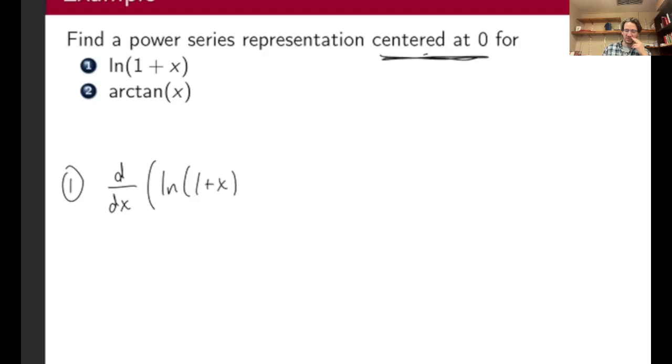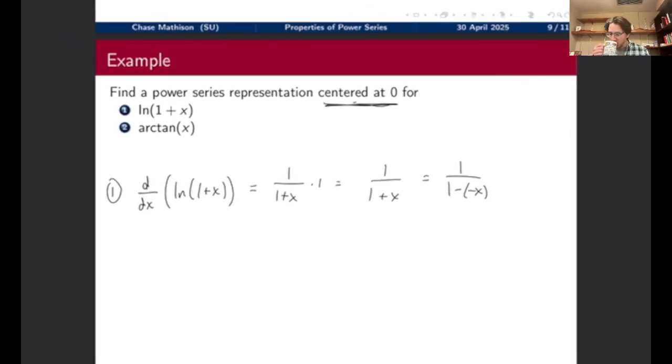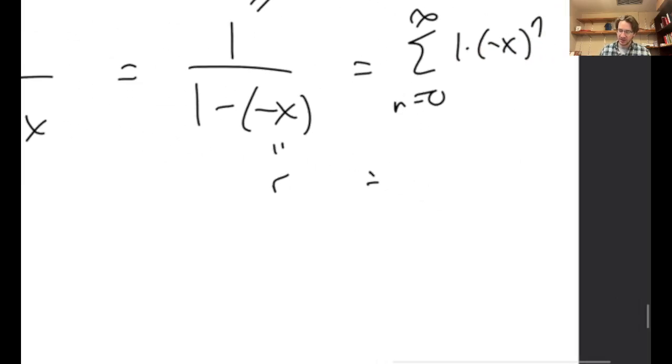Natural log of 1 plus x, take the derivative, gives me, by the chain rule, 1 over 1 plus x times 1, right? Which is 1 over 1 plus x, which is 1 over 1 minus negative x. And hopefully you recognize that we know the power series representation of that function. This is a, this is r, this is the sum n equals 0 to infinity of 1 times minus x to the n, which is the same thing as the sum n equals 0 to infinity of minus 1 to the n times x to the n.